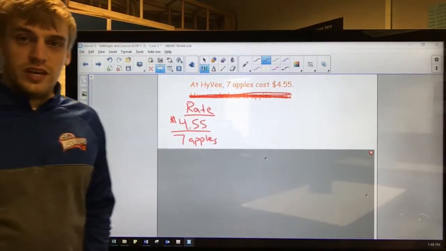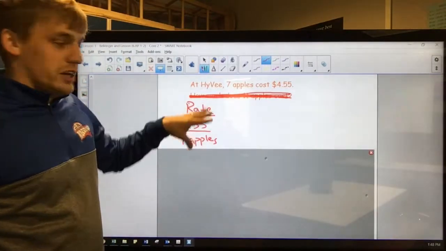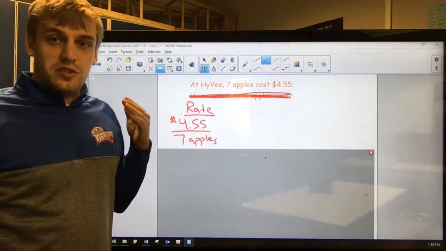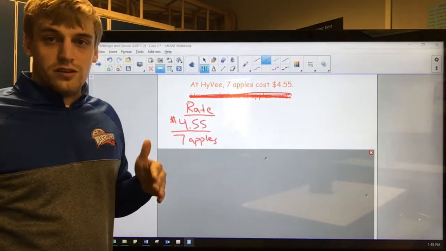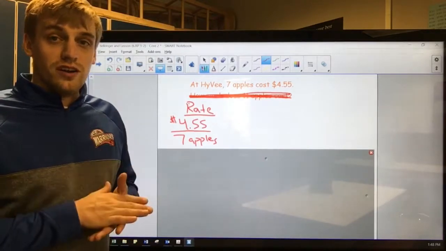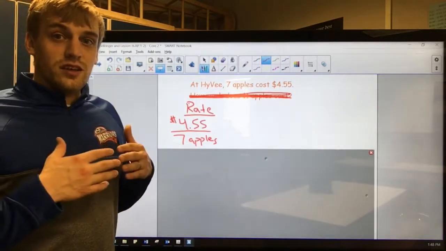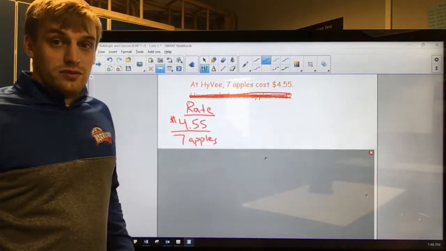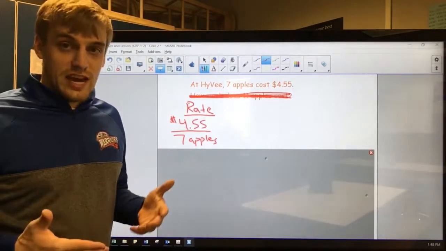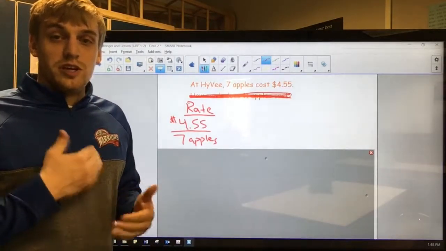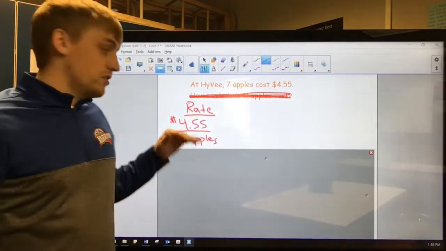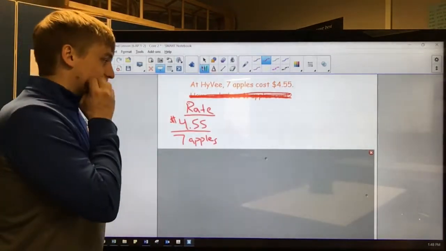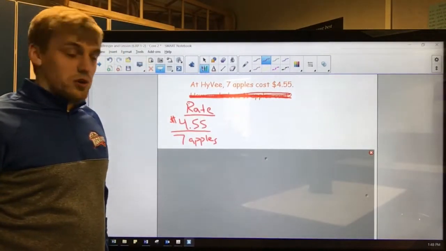Now, one thing I'm going to say is that whenever you have money, I always put money in the top of the rate unless it specifically asks per dollar. If it wants to know how much per dollar, it goes in the bottom. Otherwise, typically money goes on the top. So in this case, we're doing it per apple. It just depends on the problem that it's asking. So our rate is $4.55 per 7 apples.